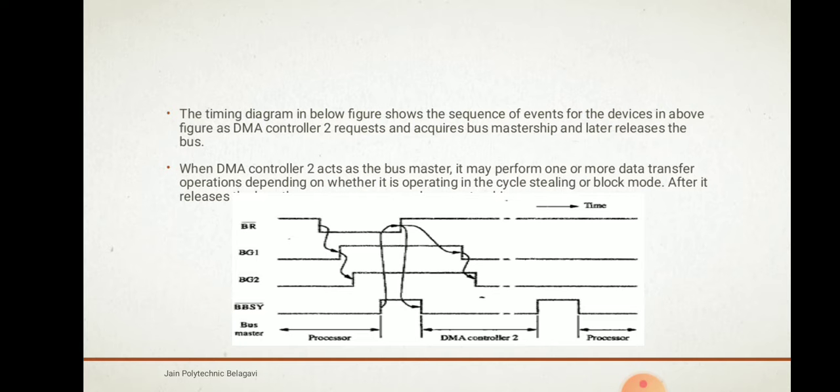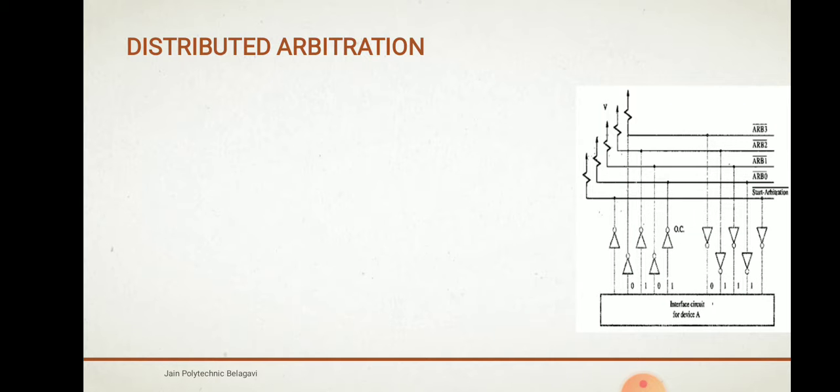So when DMA controller 2, as you can see here, acts as the bus master, it may perform one or more data transfer operations depending on whether it is operating in cycle stealing or block mode. After it releases, the bus is passed on to the processor. So here we have discussed centralized arbitration.